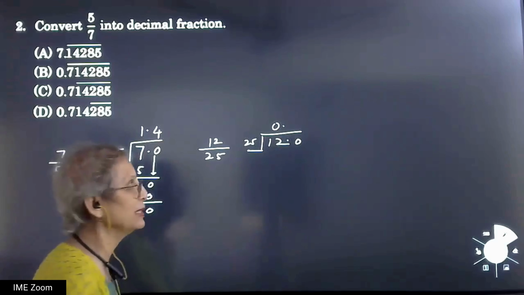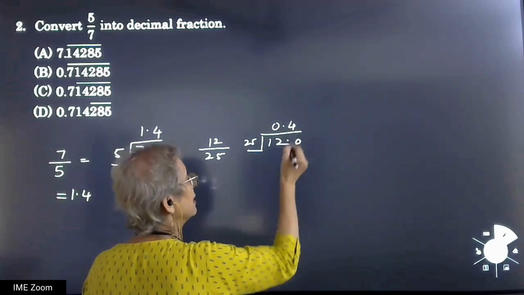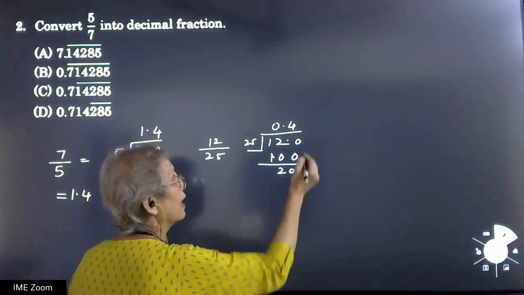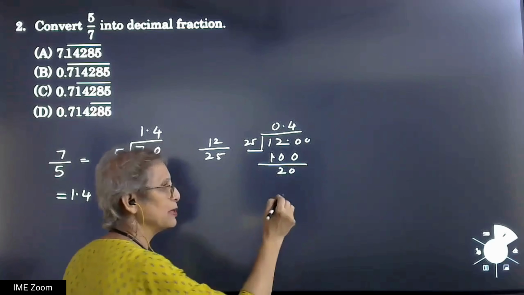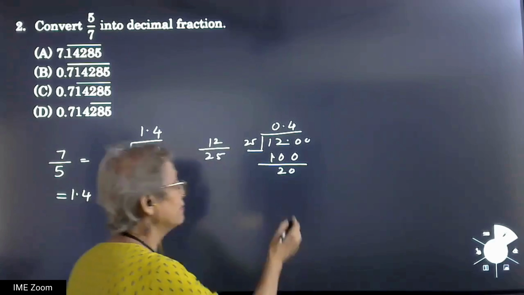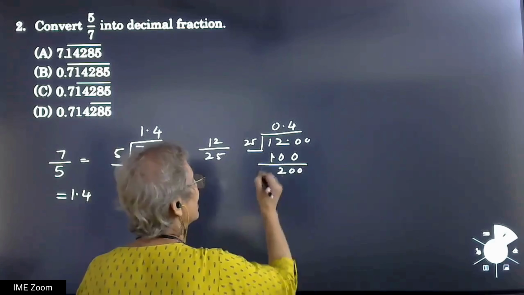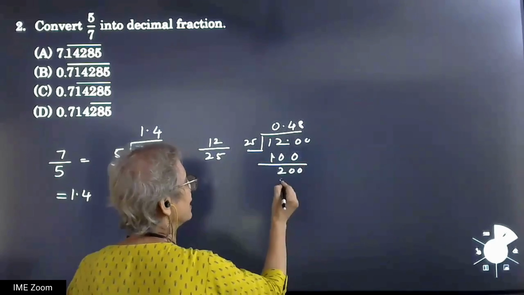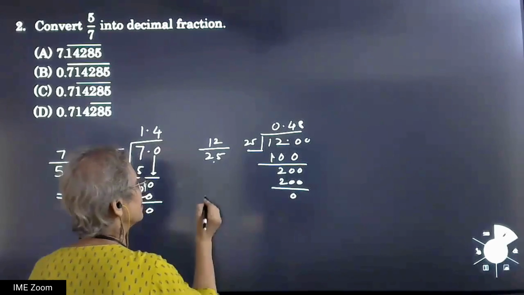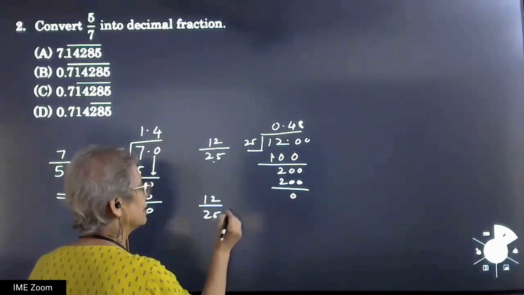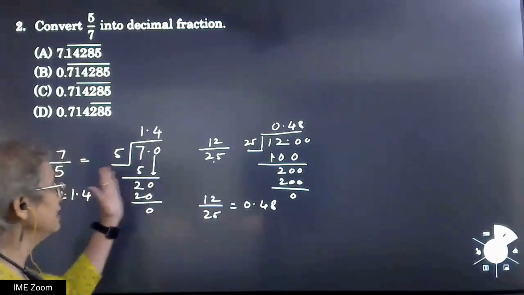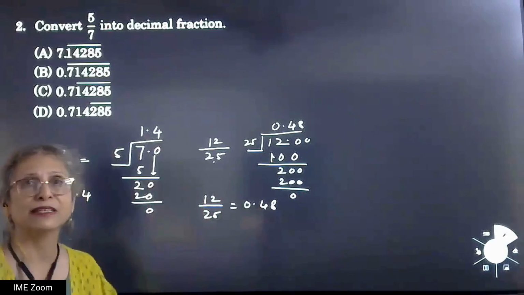Consider this number as 120. So 25 fours are 100. 0. Again, one more 0. See, after decimal point, you can go on adding zeros. The value will never change. And therefore, one more 0 I have added. And now it is 25 8s are 200, 0. And therefore, this 12 upon 25 is nothing but 0.48. Now here in these cases, we are getting remainder 0.